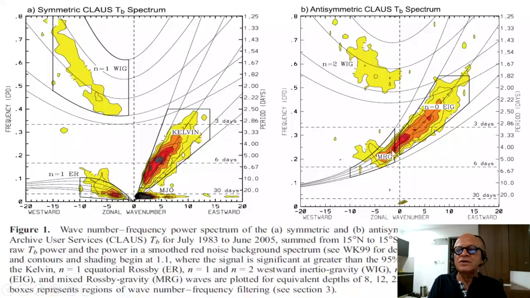And if you look at the anti-symmetric spectrum, you see the n equal to 2 westward and eastward inertial gravity waves. Okay, so this is westward inertial gravity waves, eastward inertial gravity waves here, and you also have mixed Rossby gravity waves here. So depending on the frequency and the wave number, they behave either as Rossby waves or gravity waves, so they have mixed Rossby gravity wave characteristics.